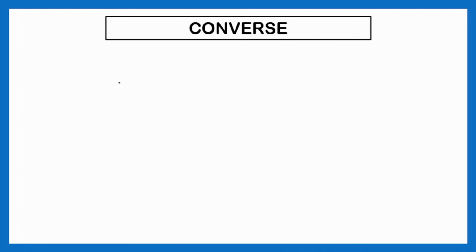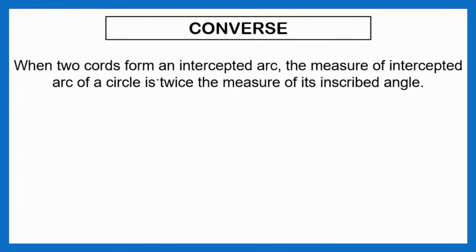So, same lang naman to, related to dun sa kabila. Converse is yung kabaliktaran niya. What if ang given is angle? What can you say about the intercepted arc? Ganun siya. When two chords form an intercepted arc, the measure of intercepted arc of a circle is twice the measure of its inscribed angle.